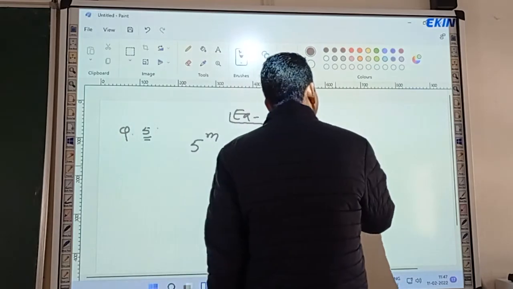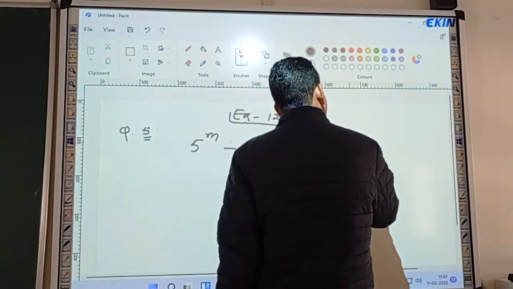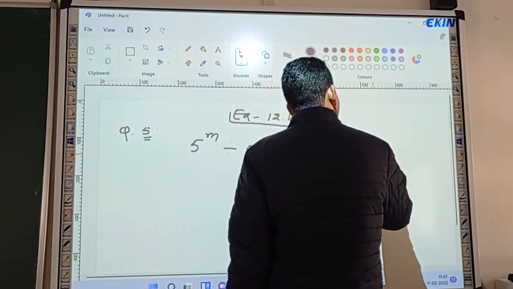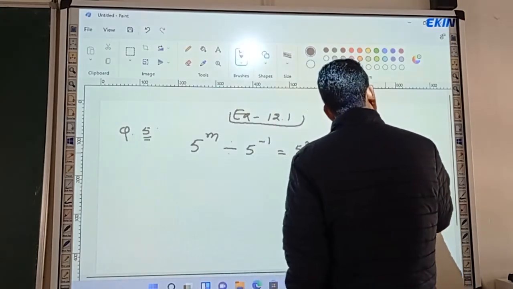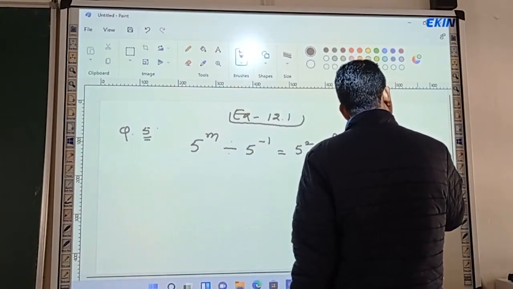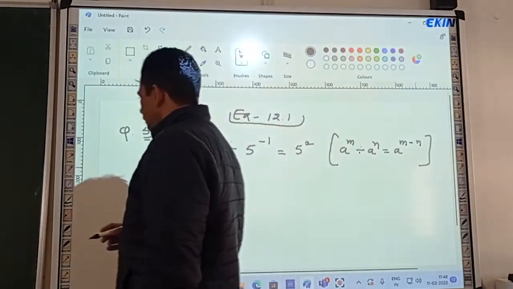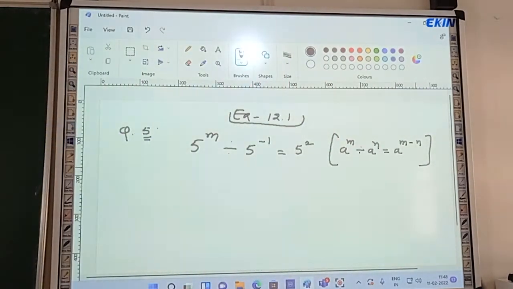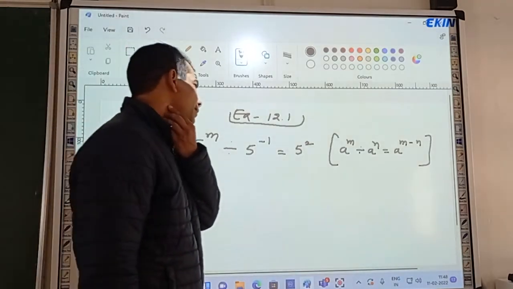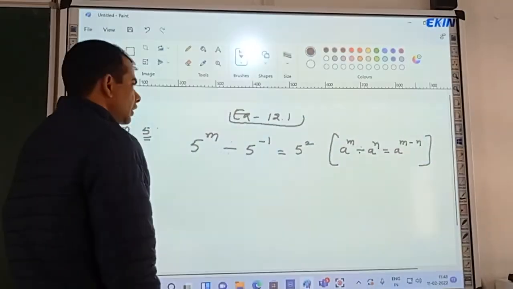A raised to power m divided by a raised to power n is equal to a raised to power m minus n.